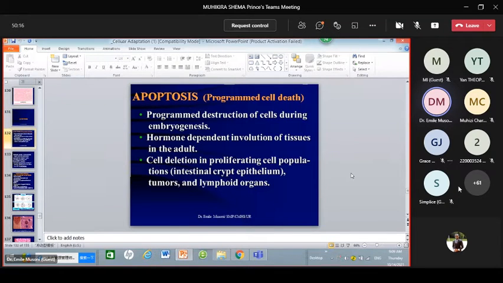Apoptosis is a programmed cell death. Apoptosis can be pathological or physiological. Physiological is what you have seen in your embryology, in the case of embryogenesis. Hormone-dependent involution of tissue is also physiological. But there is also deletion of proliferating cells, for example, in some tumors in the lymphoid organ, or when there is a cancer. This one is pathological apoptosis.